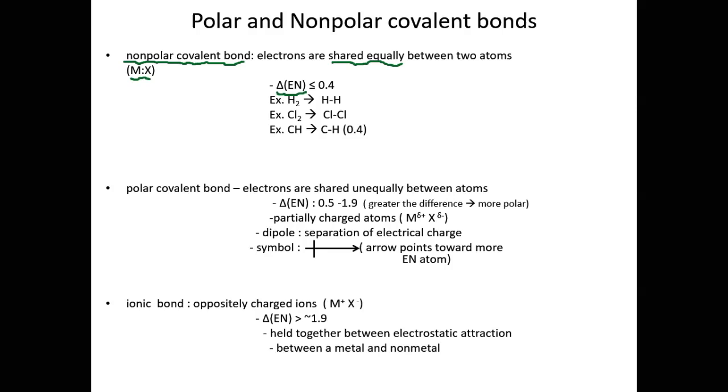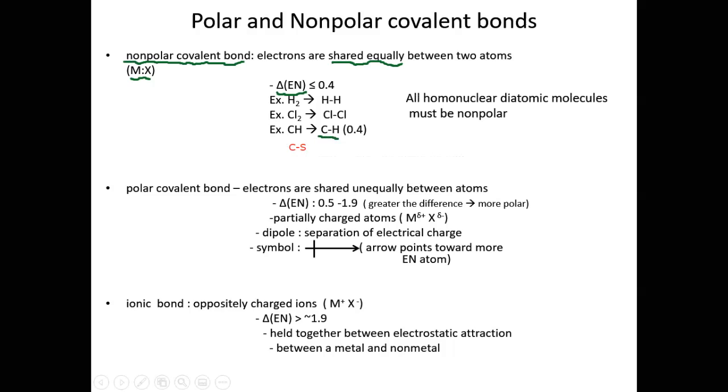Atoms bound to themselves, like an H-H bond or a Cl-Cl bond, are nonpolar because the difference in electronegativity is 0. But a very common nonpolar bond that is not two homonuclear atoms is the C-H bond. The C-H bond has a difference of 0.4, so it is a nonpolar bond. Another one is the carbon-sulfur bond. This is also a nonpolar bond because the electronegativity difference is 0.